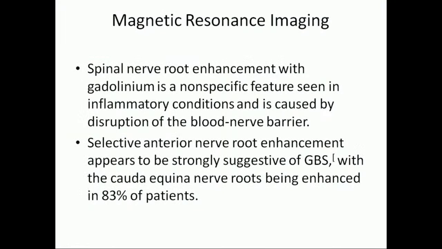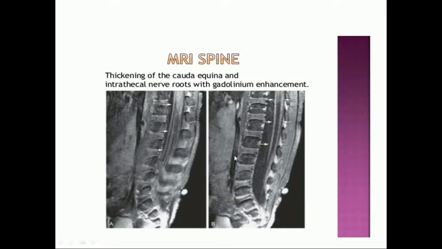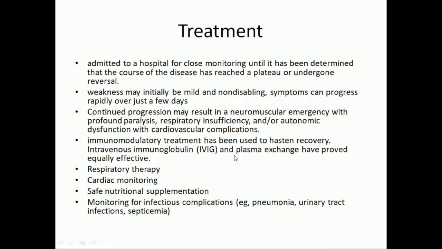The next thing is magnetic resonance imaging, because we know that in the first week the nerve conduction velocity and CSF may be normal. So we can do MRI spine with contrast, and there would be root enhancement, and this occurs in 90% of the patients of GBS, especially at the cauda equina. You can see here there is an enhancement of nerve root. Here there is an enhancement of nerve root after gadolinium dye. So again it is showing spine enhancement.